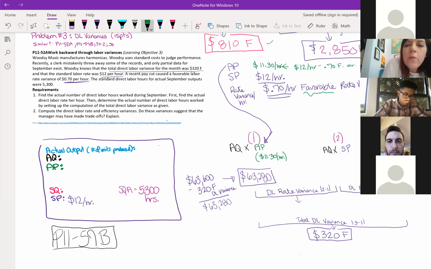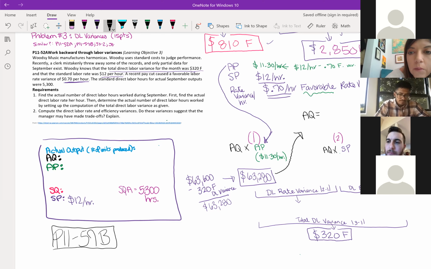We needed to figure out that $11.30 per hour so that we can back into our actual quantity. So the actual hours. So now that we have that, to figure out our actual quantity, right, we're going to take our actual price paid, which was the 63,280, which is essentially AQ times AP, divided by the actual price that we paid per hour, which is $11.30 per hour.